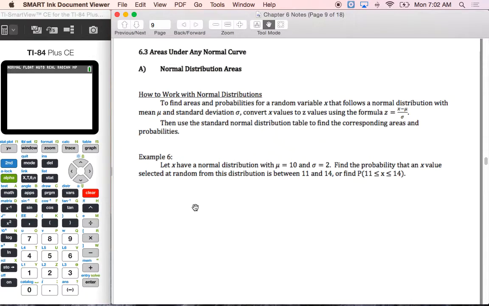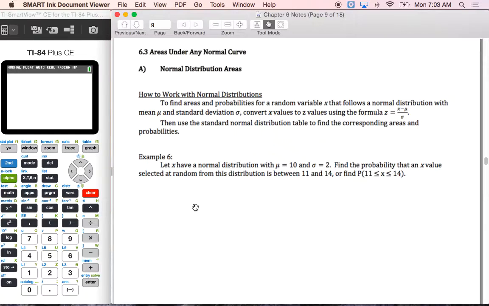6.3 is areas under any normal curve. So first off, we look at our normal distributions. This is what we did back in 6.2. What you're going to basically be doing now is changing an x value to a z value, looking it up in your table, and then you're going to find the probability that goes with it, or the area under the curve that goes with it. So we're taking what we did back in 6.2 and kind of expanding on it.